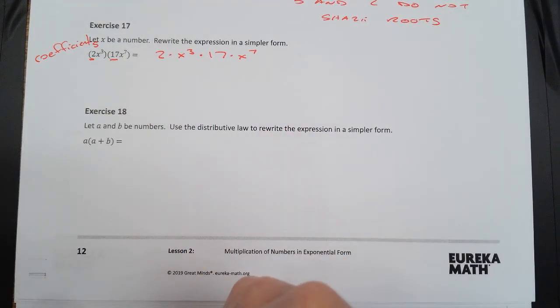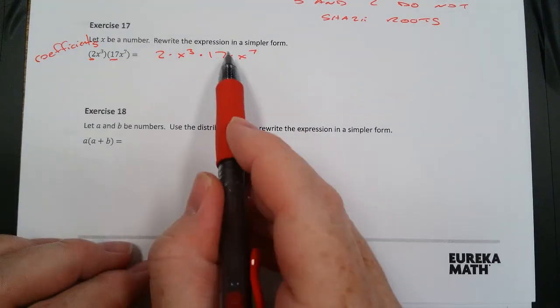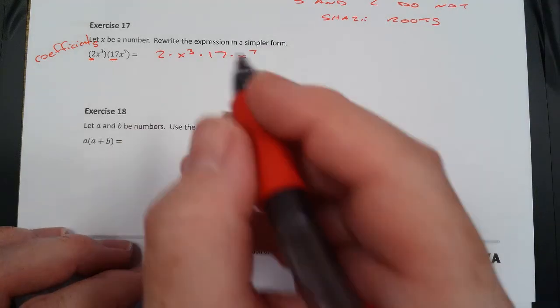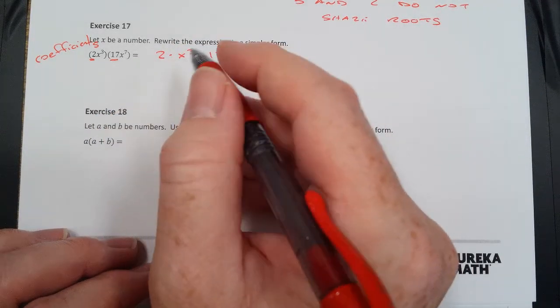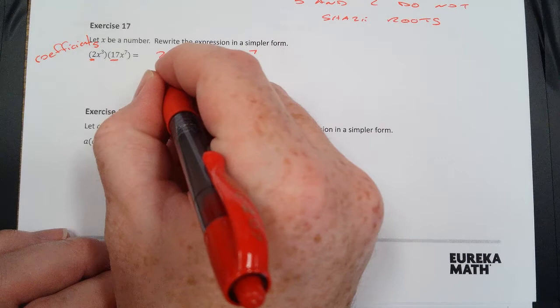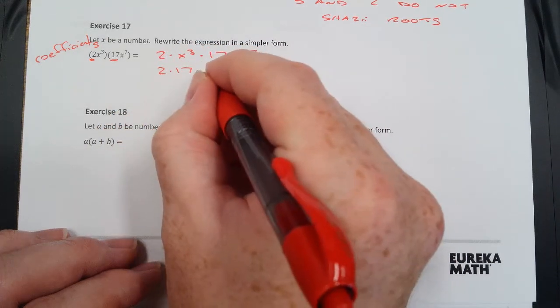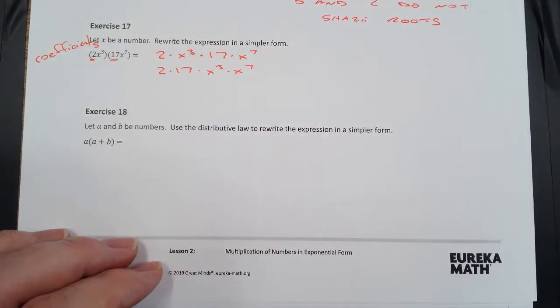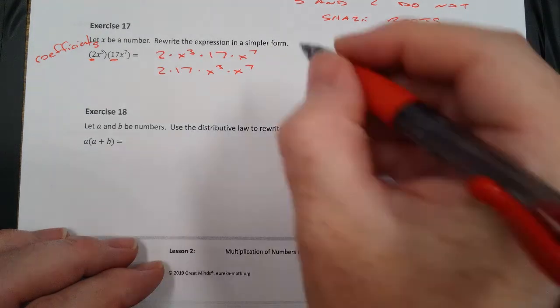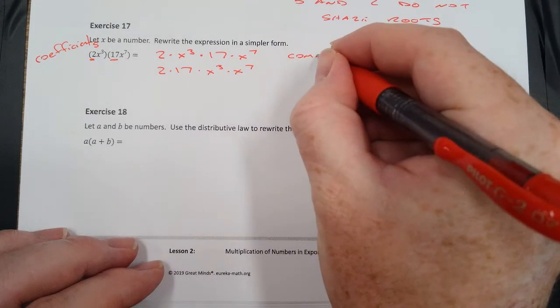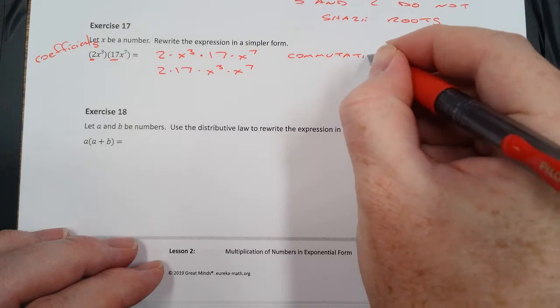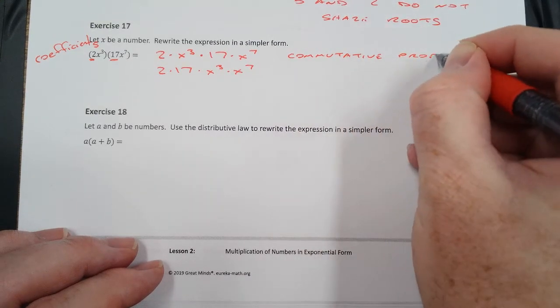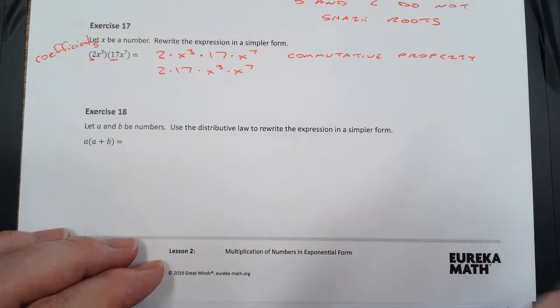Now, there's a property called the commutative property of multiplication. If I'm multiplying, I can move the numbers around however I want. So I'm going to put the like terms next to each other. The 2 and the 17 go next to each other, and the x bases go next to each other. And suddenly this problem gets a little bit easier to understand. It's called the commutative property. When everything is multiplication, I can move things around.